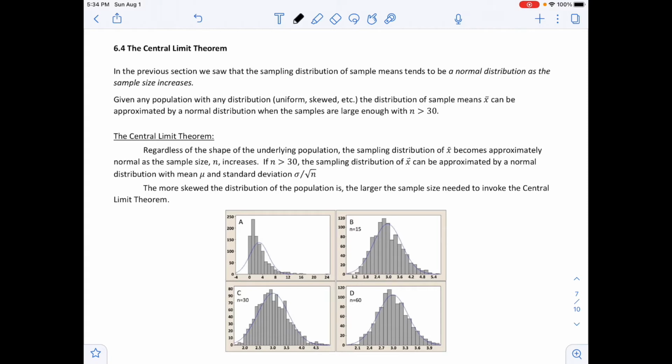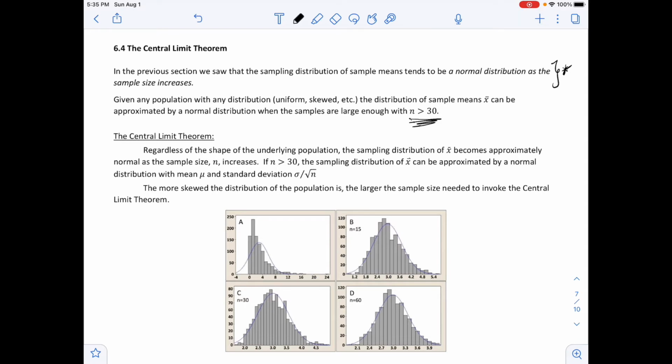So taking that into section 6.4, which is the central limit theorem. In the previous section, we saw that the sampling distribution of the sample mean tends to be a normal distribution as the sample size increases. So again, as the sample size increases, it looks more and more normal. Given any population with any distribution, it could be skewed or uniform, etc., the distribution of a sample mean x bar can be approximated by a normal distribution when the samples are large enough. And for us, large enough is going to be when n is greater than 30.